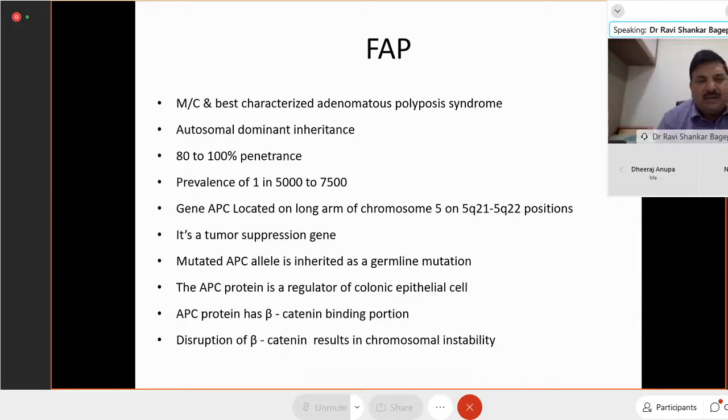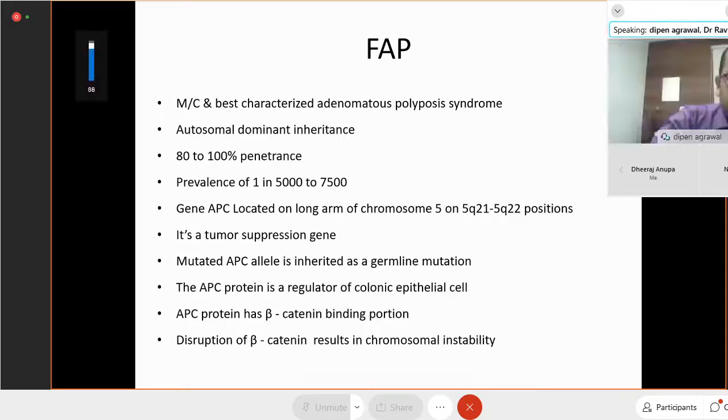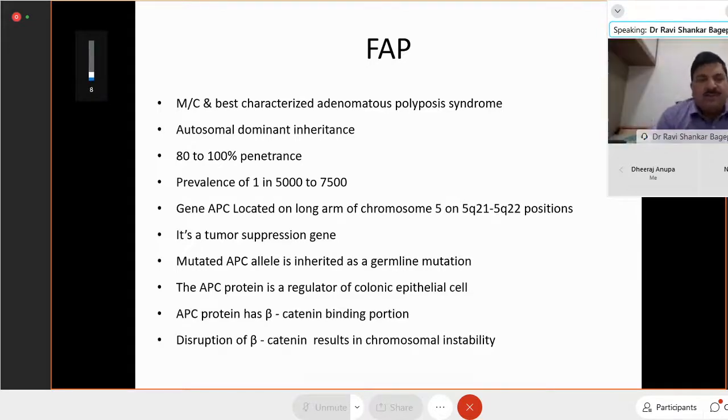We might expect adenomatous polyps in the stomach. These gastric polyps may not be adenomatous, and fundic gland polyps, in fact, are commoner than the adenomatous polyps.